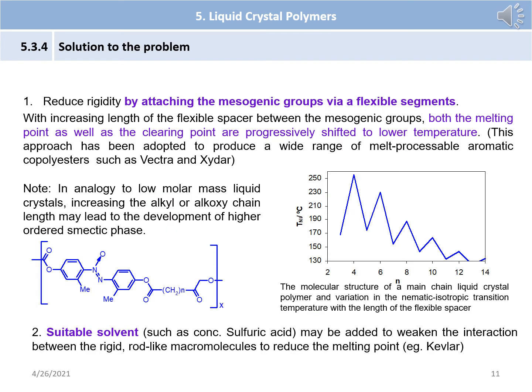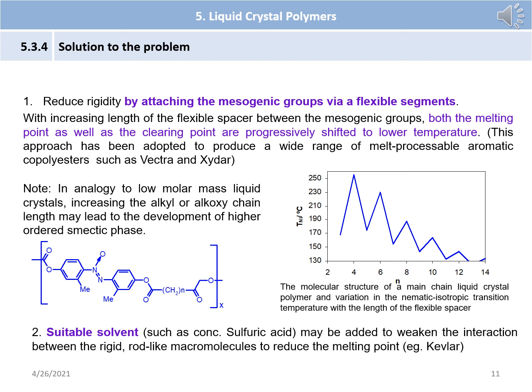In order to overcome the problem, first, reduce rigidity by attaching the mesogenic groups via flexible segments. With increasing length of the flexible spacer between the mesogenic groups, both the melting point as well as the clearing point are progressively shifted to lower temperature. Increasing the alkyl or alkoxy chain length may lead to the development of a higher-ordered smectic phase.